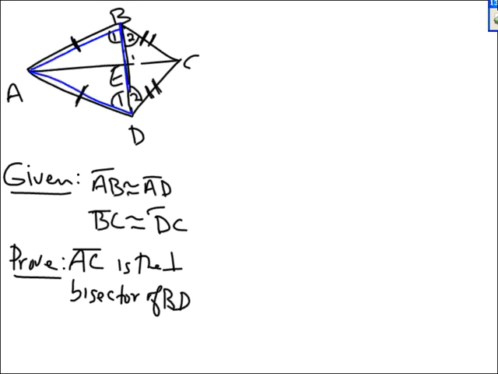All right. Now, I claim that this upper triangle and this lower triangle are congruent. And the reason is because they have another side equal. Well, that's not true. That's not true.